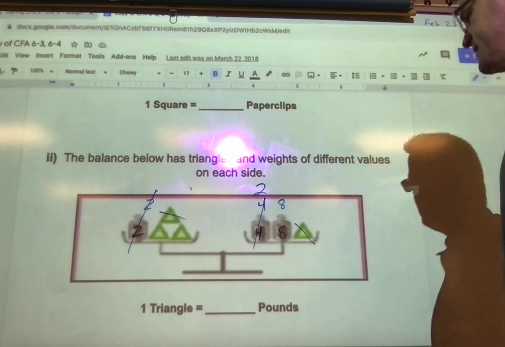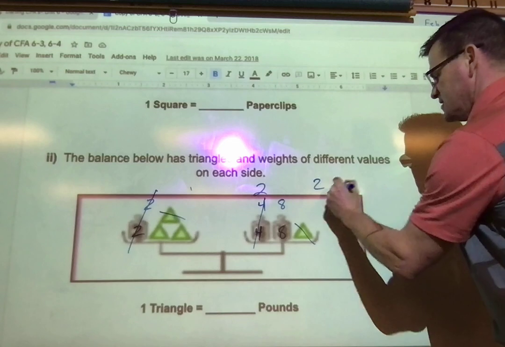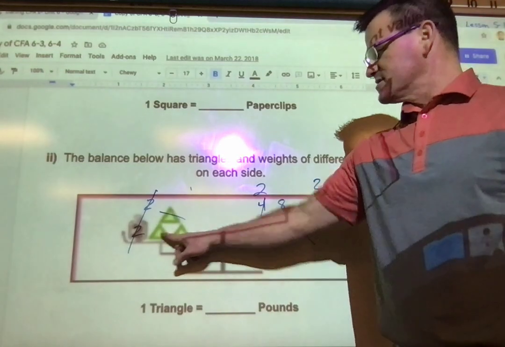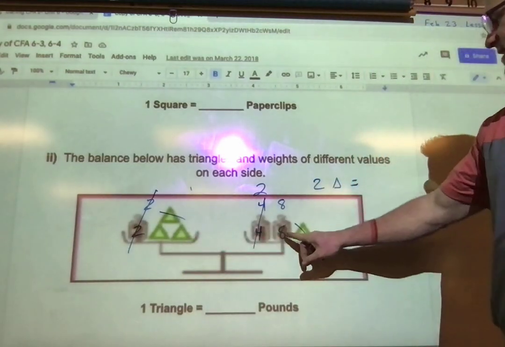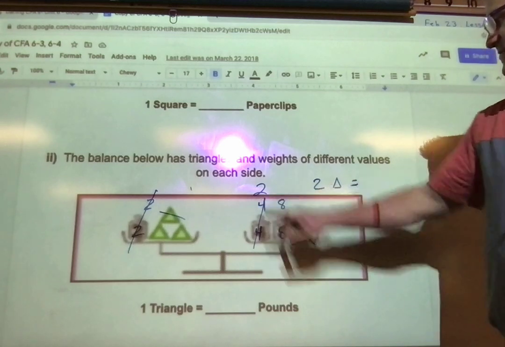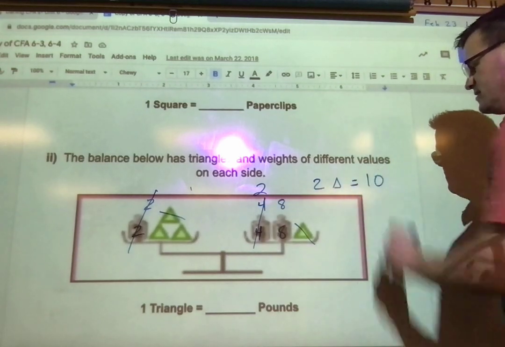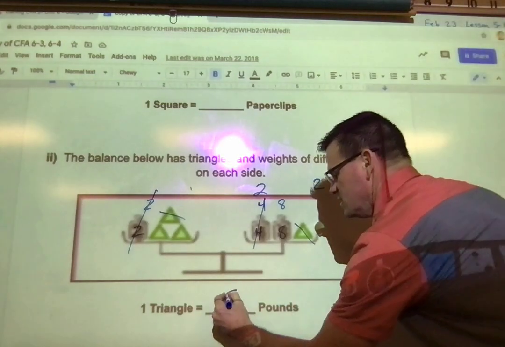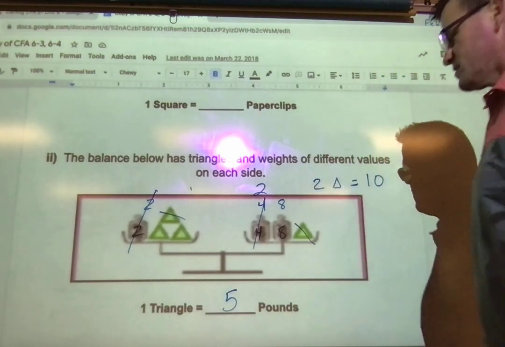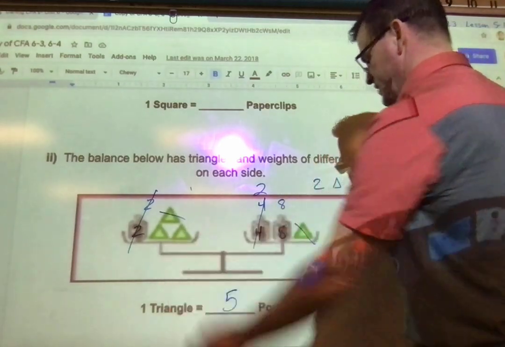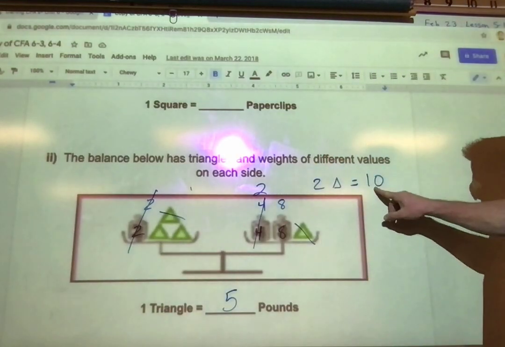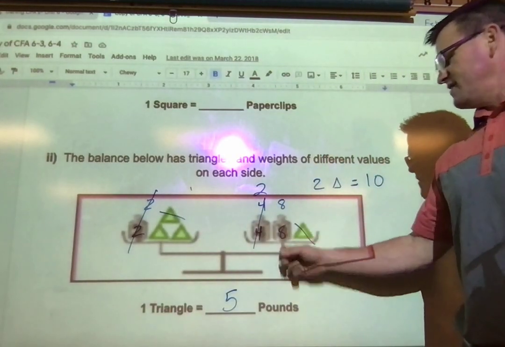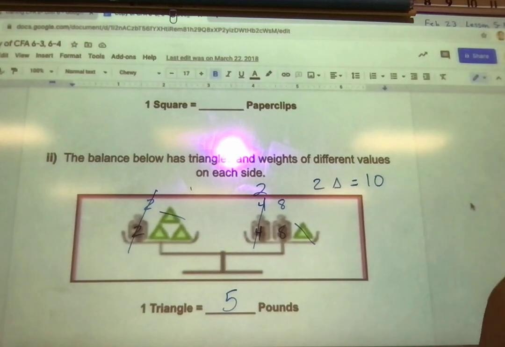So what I'm left is 2 triangles. Because I've got 2 triangles left over here, and that's it. And I know I've got 8 pounds here, and this became 2, so that weighs 10. So again, I can just cut that in half, and I know one triangle has to equal 5 pounds. Okay, because this one would weigh 5, this would weigh 5, it'd be a total of 10, because I have a total of 10 left over here. So I know one triangle would equal 5 pounds.